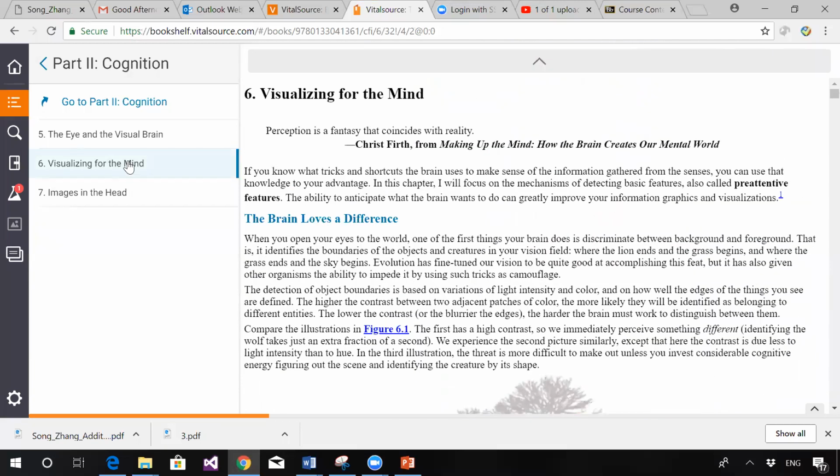This chapter mostly focuses on how the eyes work, and mainly on how the eyes and brain group things, put things together, or differentiate things, and consider which things belong and which don't belong. Okay, let's see.